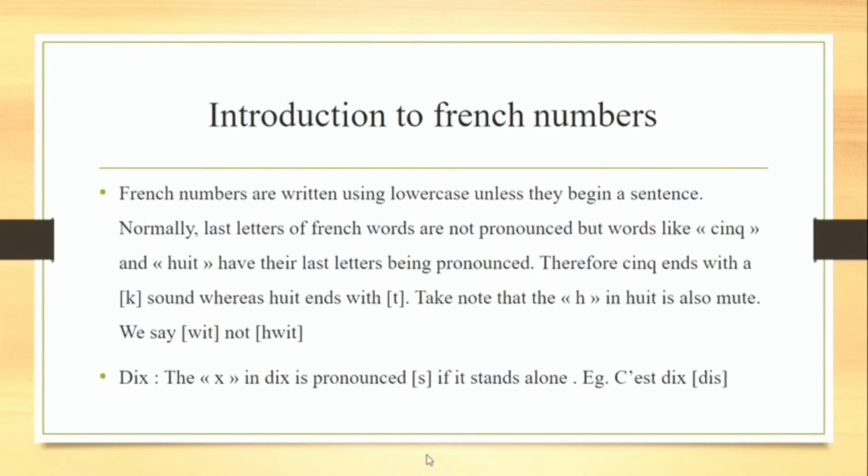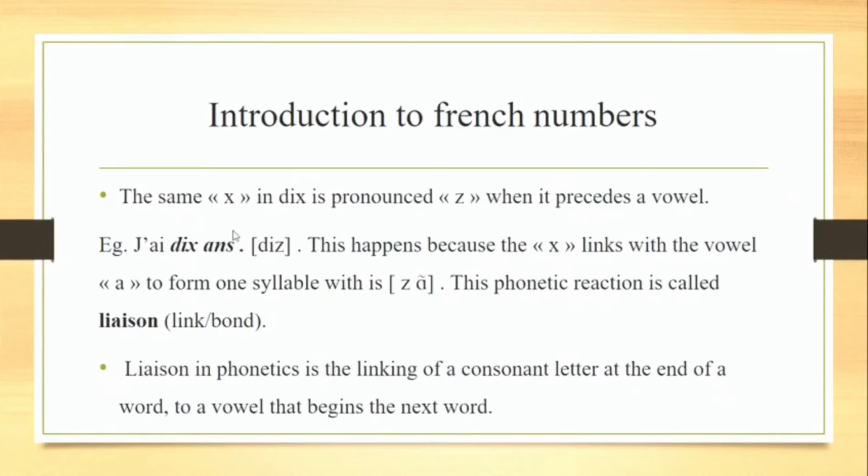The x in dix is pronounced s if it stands alone. That is, if no other word comes after it. So in this example, we have c'est dix. The same x in the word dix is pronounced z when it precedes a vowel. That is, when it comes before a vowel. So this word begins with a vowel, and therefore the x here will turn into z. So j'ai dix ans. This happens because x links with the vowel a to form one syllable, which is z.